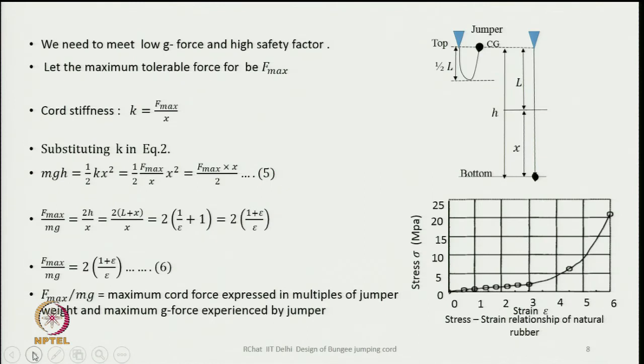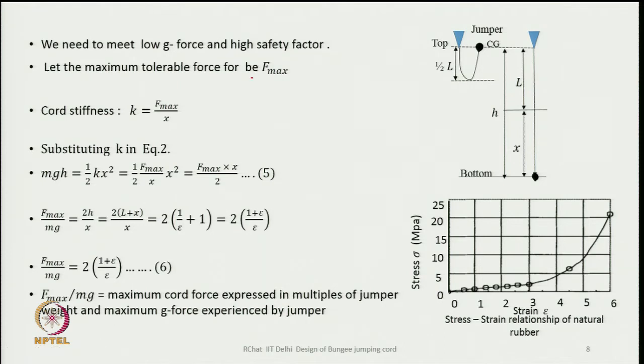Then we go to the next slide. We need to meet very low g force. G force basically means the acceleration that a person is going to experience when he is going to fall, and then the reverse force that he is going to experience, because the cord is going to extend. So, we need to meet a low G force and a very high safety factor.